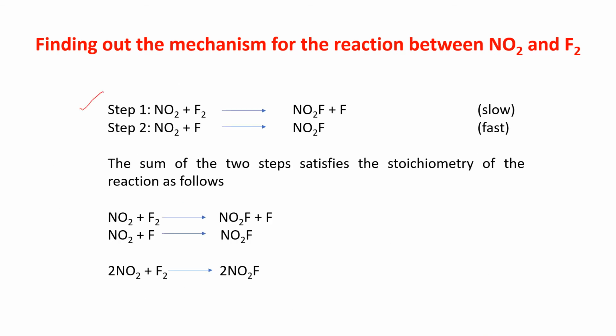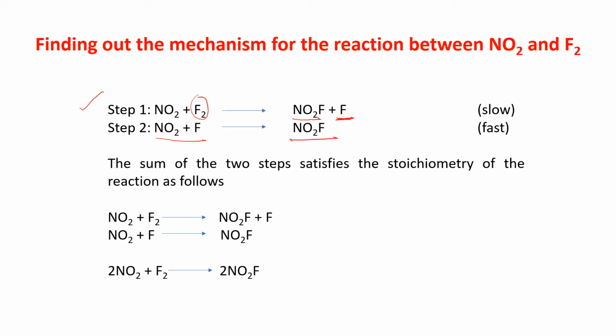Step 1: NO2 reacts with F2. It gives you NO2F and one F comes out. Now this F is a free radical. This F reacts again with NO2, and as it is a free radical, it is consumed very fast. So we get NO2F.